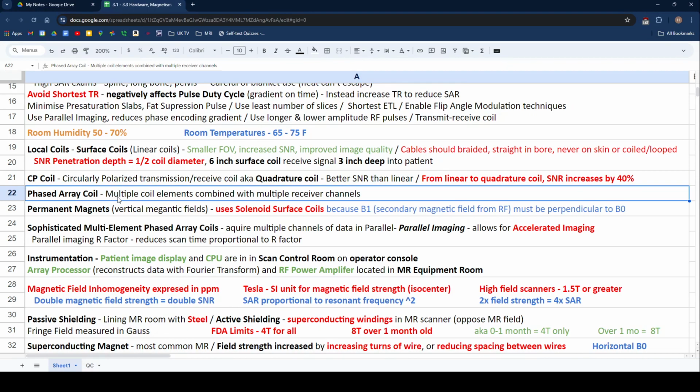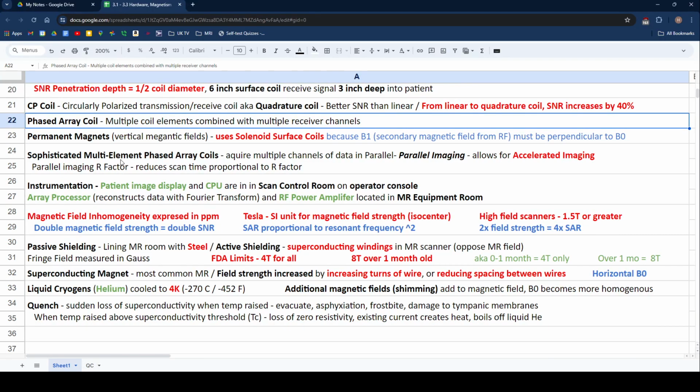Phased array coil uses multiple coil elements combined with multiple receiver channels. Permanent magnets or vertical magnetic fields use solenoid surface coils because the B1, the secondary magnetic field from the RF, must be perpendicular to B0. Sophisticated multi-element phased array coils acquire multiple channels of data in parallel, where parallel imaging allows for accelerated imaging. Parallel imaging has an R factor, and the scan time will reduce proportional to the R factor.